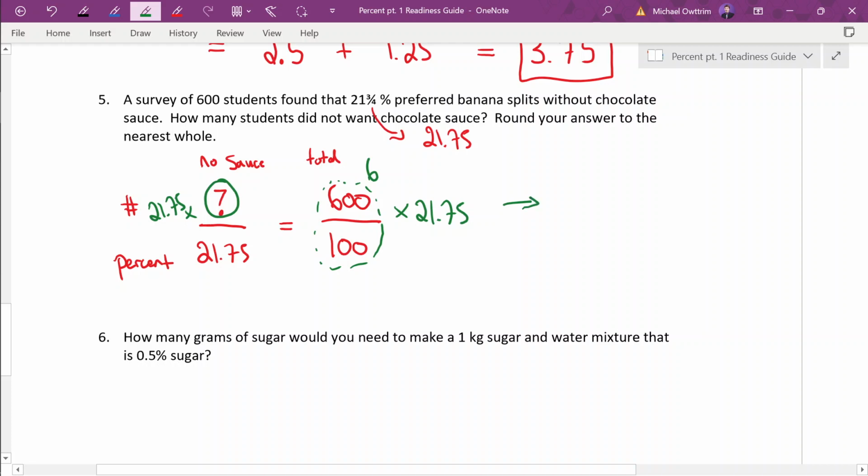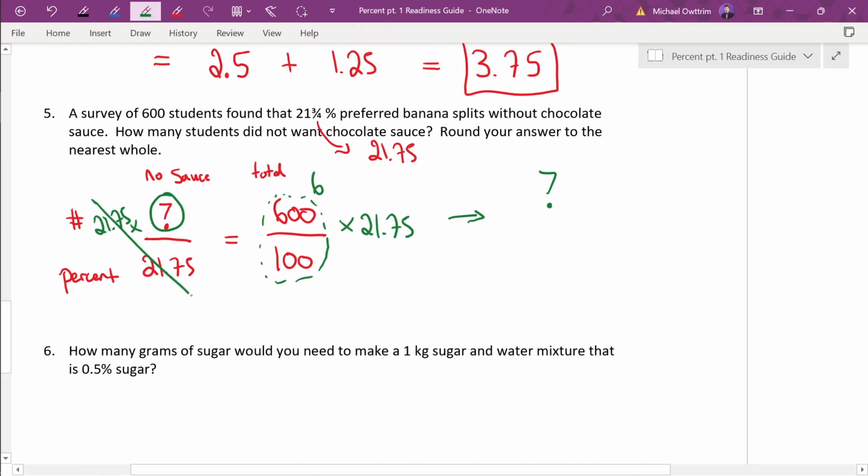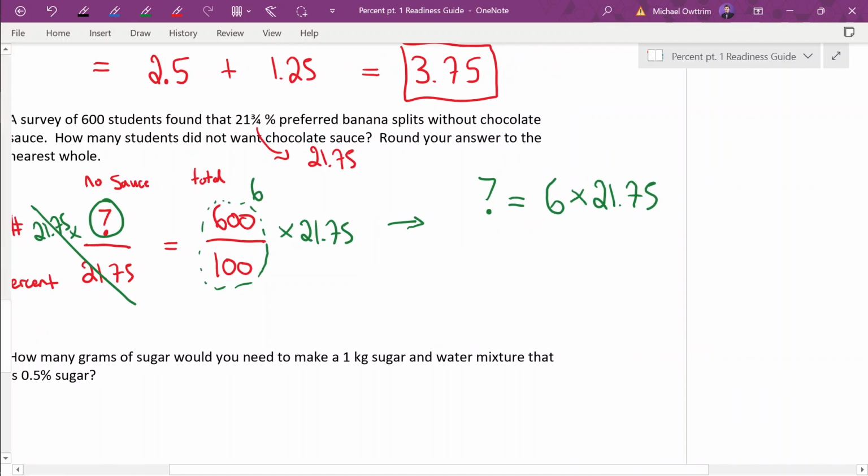We just kind of clean this up over here. We've got just our question mark left because our 21.75 is cancelled, equals our fraction simplified to the number 6. We need to multiply that by 21.75. And we can go ahead and work through, well, how do we get that? You could use a calculator for it, or you can go ahead and do it by hand. So 21.75 multiplied by 6.